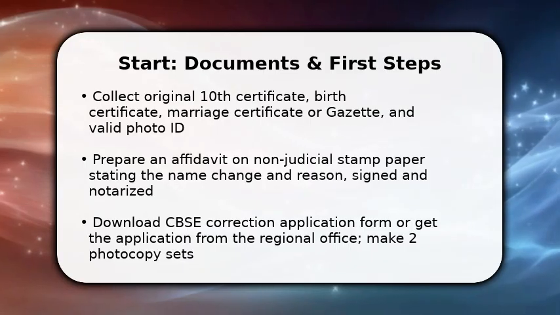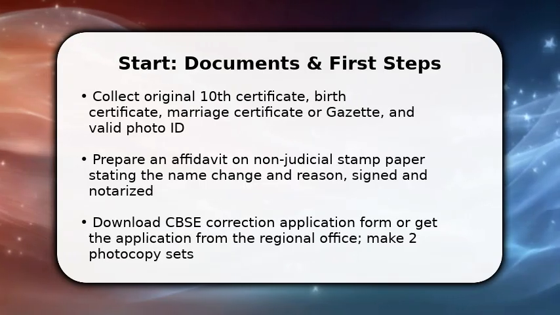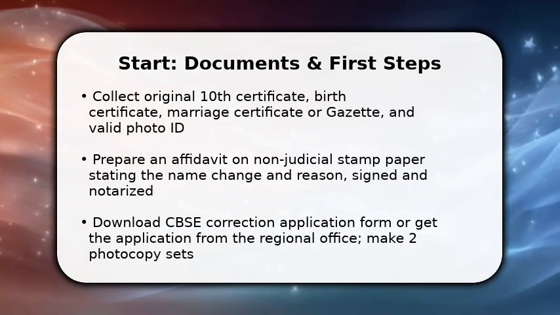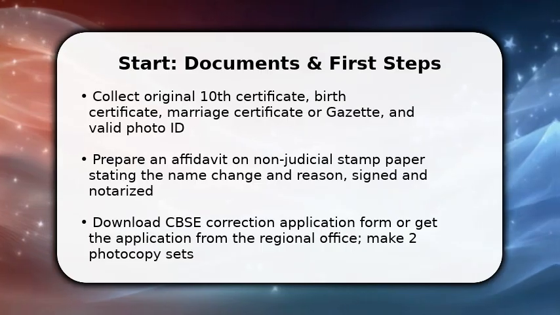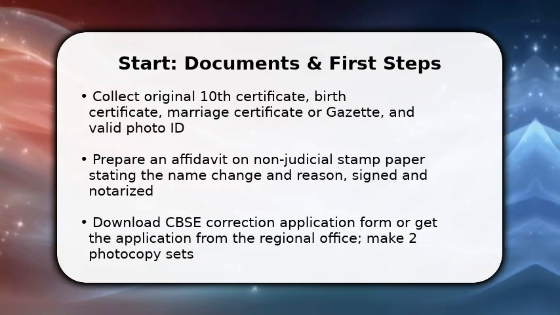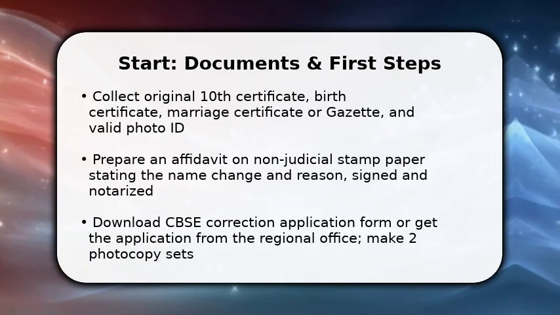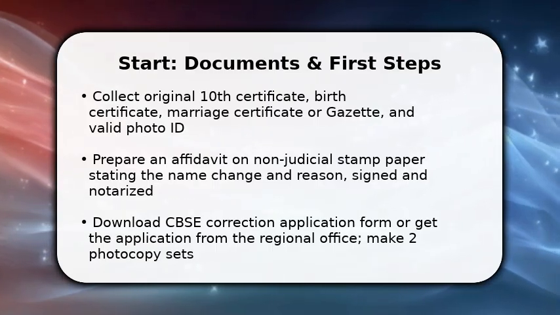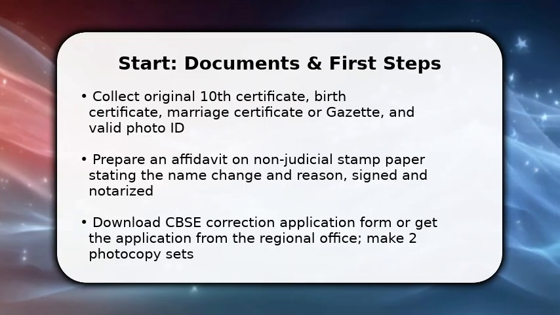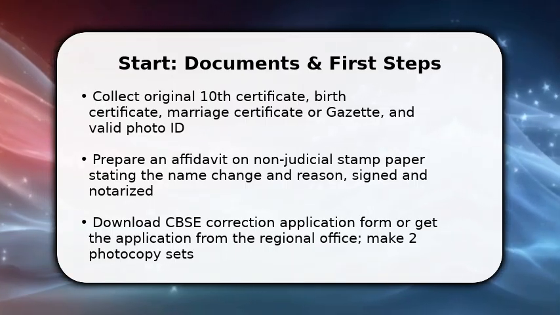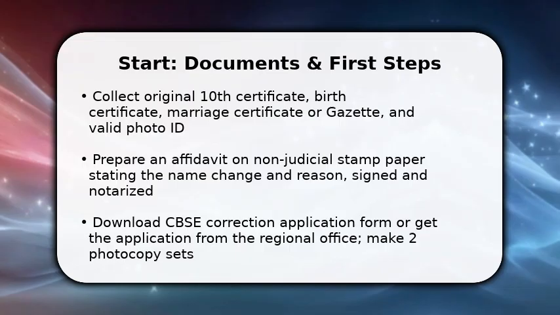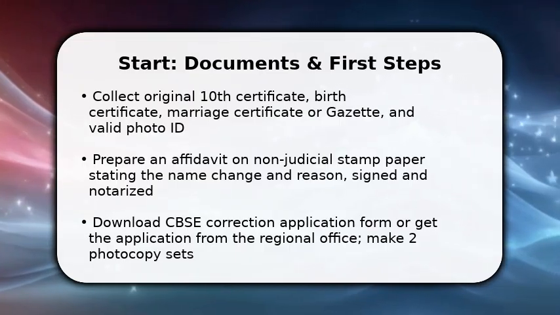You begin by assembling proof: the original 10th mark sheet, birth record, marriage certificate, or the Gazette notification, and a government ID. Once done, draft an affidavit on non-judicial stamp paper stating the mother's correct name and the reason for change. Get it notarized. Next, download the CBSE correction application form or visit the regional office to collect it.